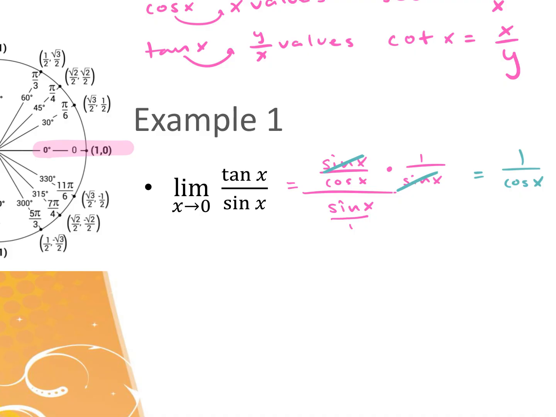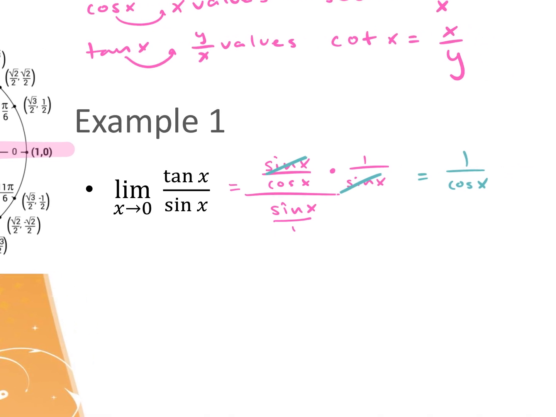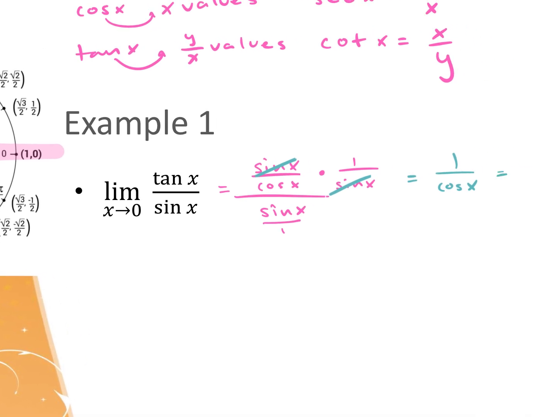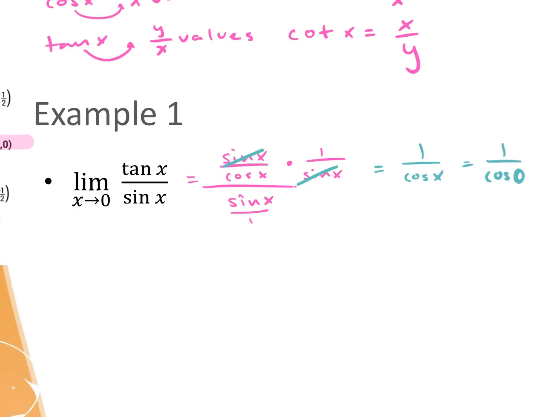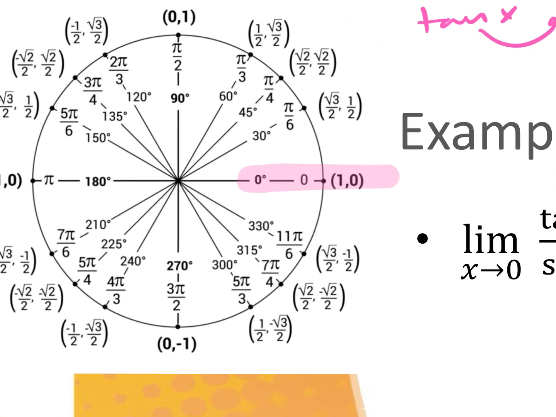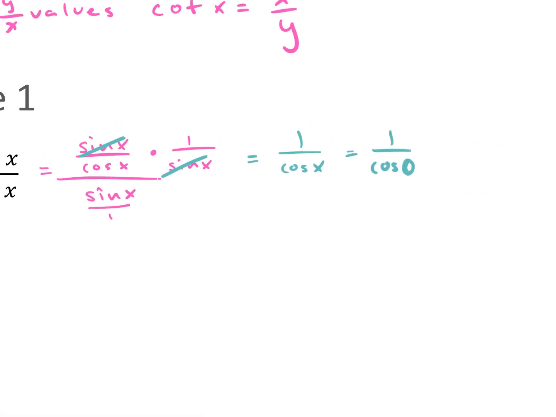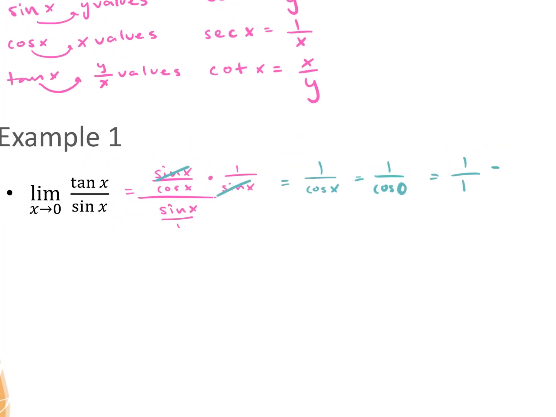You can change this to be secant if you want, or just leave it like this. If I were to plug in 0 here, let's see if it works. We've got 1 over cosine of 0. What's the cosine of 0 looking at our unit circle? So we go to 0 on our radians. Cosine tells us we look at the x value, so what's cosine of 0? 1. Perfect. So this would simplify to 1 over 1. So our limit would just be 1.